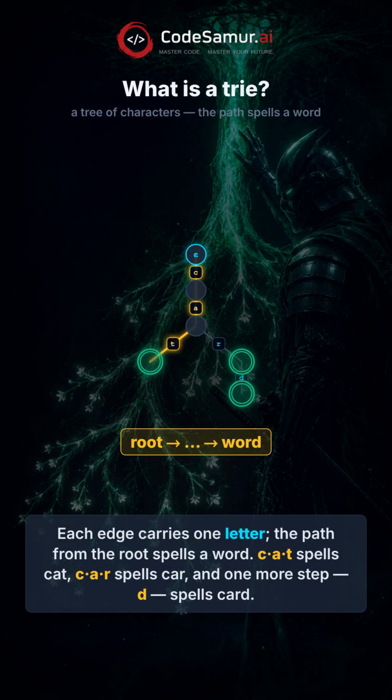Here's the idea. Start from the root at the top, which spells nothing. Each edge going down carries a single letter, and the path you walk from the root spells out a word. Follow C, then A, then T, and you've spelled cat. Follow C, A, R, and you've spelled car. One more step, D, and you've spelled card. Three words, laid out as paths through one tree of letters.